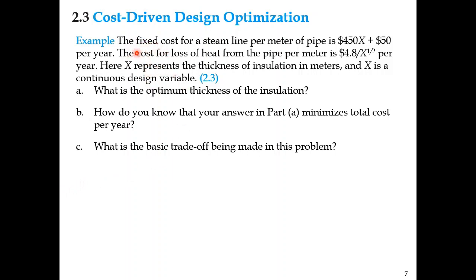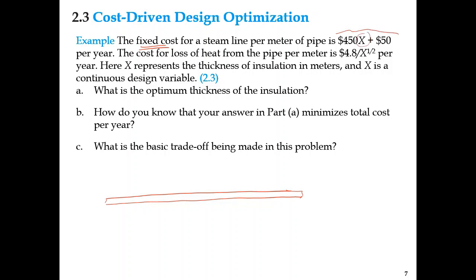Assume that the fixed cost for a steam line per meter of pipe is given with this formula per year. What do we have? We need to understand the problem. Assume we have this pipe, and on this pipe, per meter of distance, the fixed cost of this pipe per meter is this much. There's this X over here.